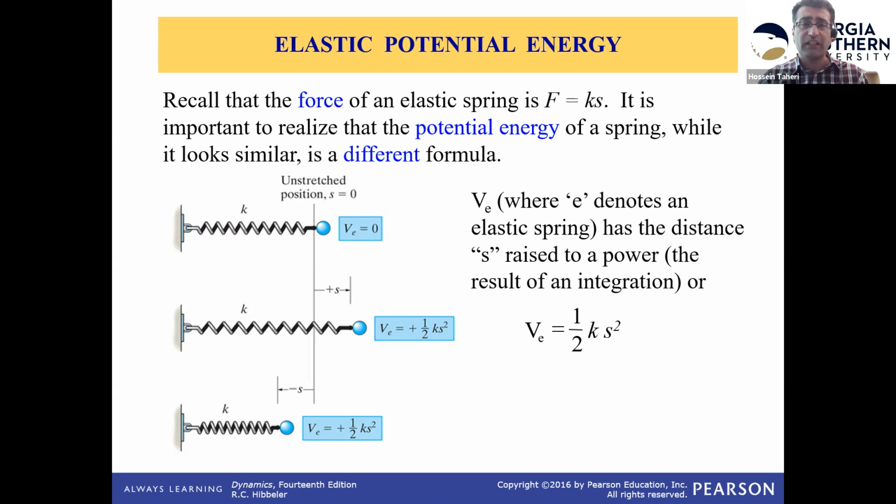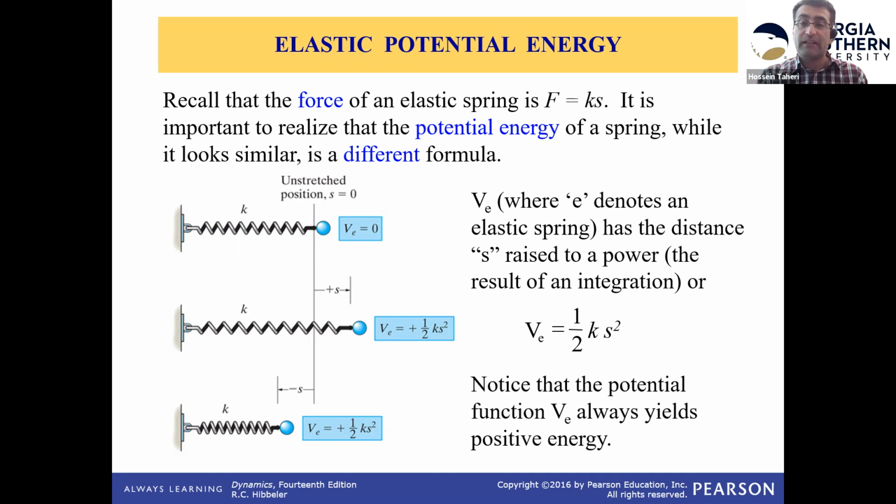So we can define it because we already know that the force in the spring equals Ks. The potential energy, if you multiply it by distance and do the integration, we end up with the potential energy equals 1/2 multiplied by the spring constant and then the displacement squared. That's the difference from the similar things we had before, so we need to be careful about it.